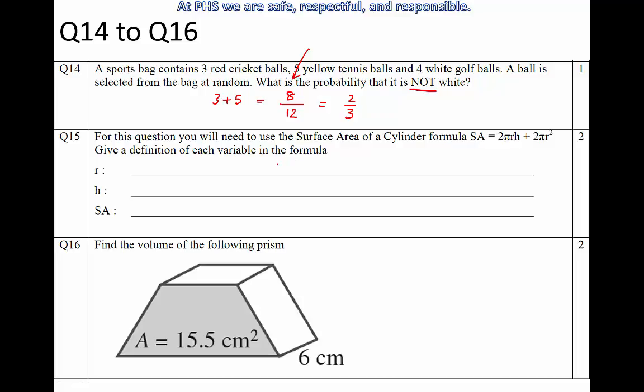So another definition. We've got the surface area of a cylinder. So changing our context here. Before, R stood for rate. This time, because we're looking at a cylinder, hopefully you picked up that it's going to mean the radius of the cylinder. H is going to be the height of the cylinder, and SA stands for the surface area.